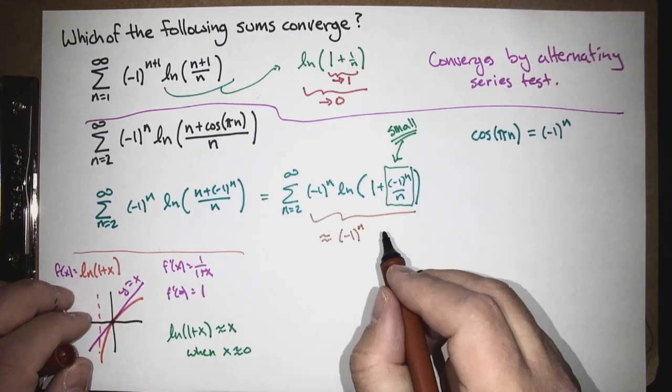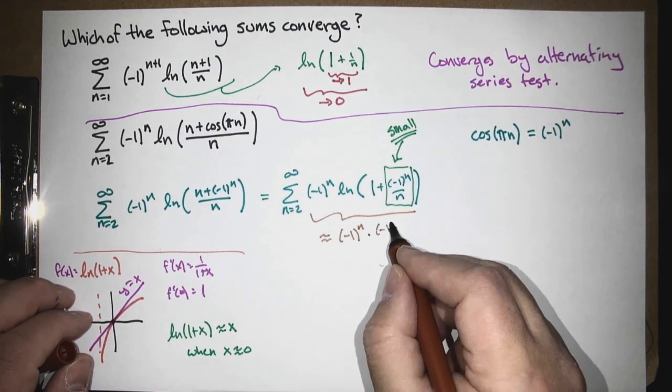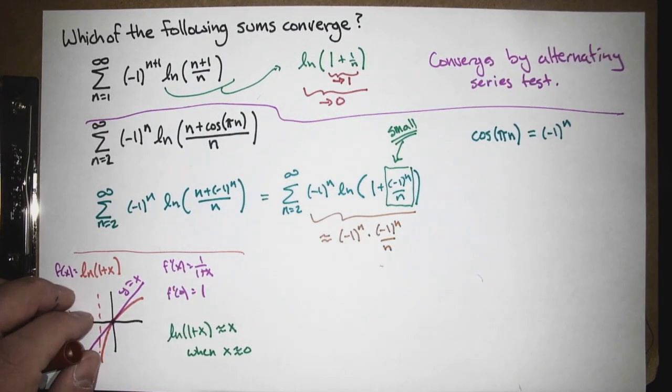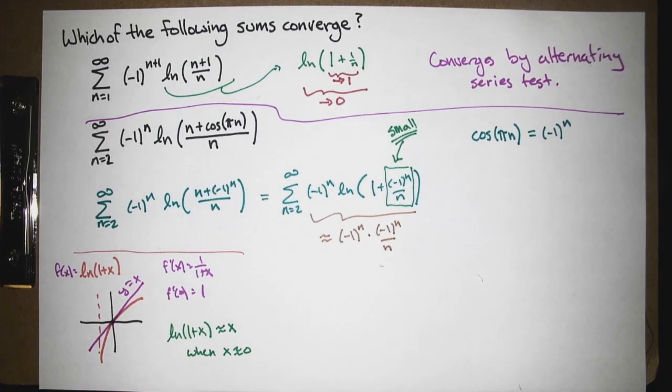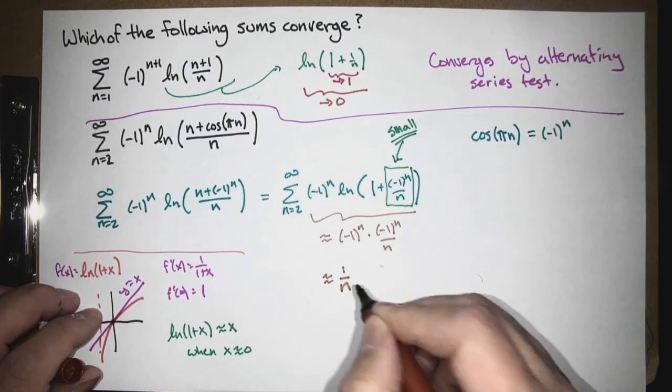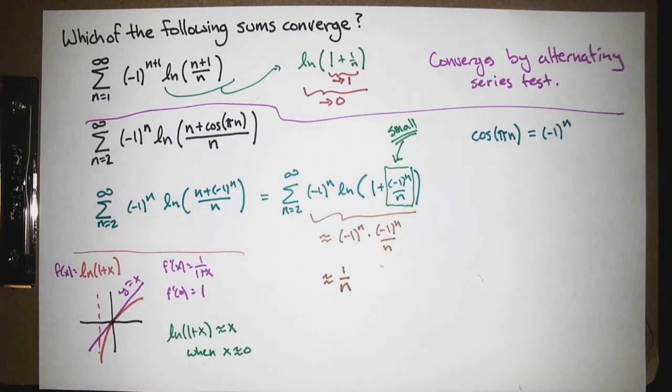Okay, so negative 1 to the n times negative 1 to the n over n, right, 1 plus x. There's my x. What happens when you multiply two negative 1 to the n's together? They cancel out. So what's happening is it looked like an alternating series, but because we hid that cosine pi n there, it turns out it's not an alternating series. And it behaves like 1 over n.